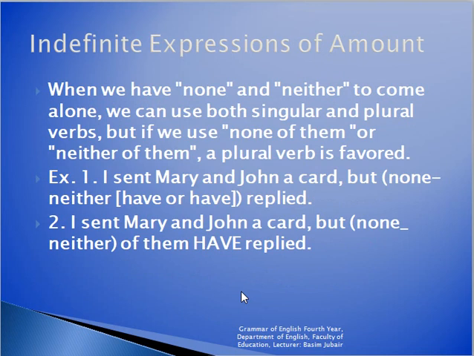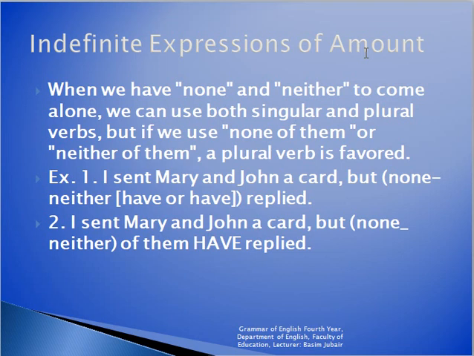Indefinite expressions of amount. Now when we have "none" and "neither" come along, we can use both singular and plural verbs. But if we use "none of them" or "neither of them," a plural verb is favored. It is not fixed, but it is favored.